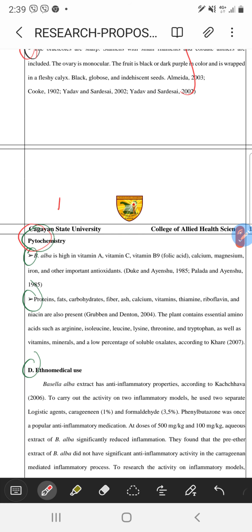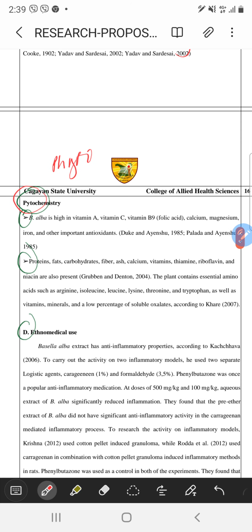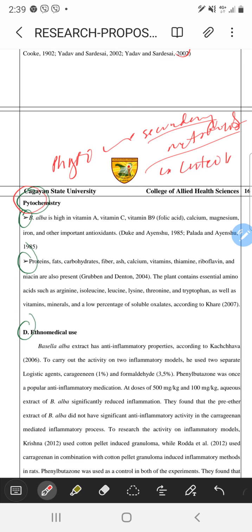Also, your phytochemistry, you should show there what are the secondary metabolites found. Yung pinapakita niya na dito na there is that anti-inflammatory active ingredient or secondary metabolite. Dapat nandito na yun.